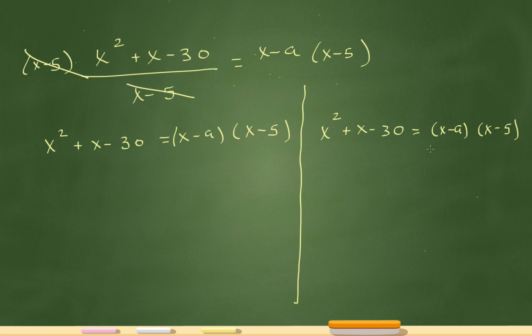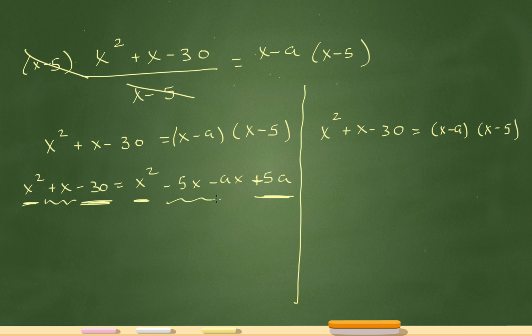Foiling, remember, is first, outer, inner, last. So that's my first, outer, inner, and then last, plus 5a. Now, see how the first here must equal the first? Here's the last, must equal the last, and the outer, inner must equal the outer, inner.